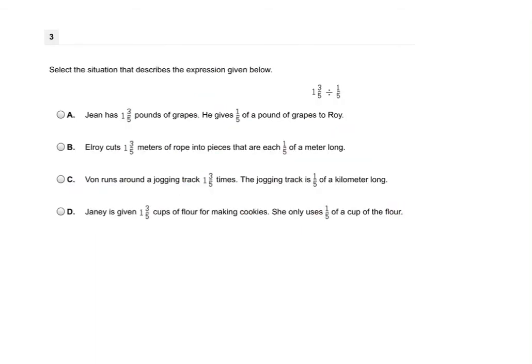Select the situation that describes the expression given below. 1 3/5 divided by 1/5. Basically, this means you have something that is 1 3/5 and you're going to cut it up into 1/5 pieces, or divide it up into 1/5 pieces. So if I take a look at A, Gene has 1 3/5 pounds of grapes. He gives 1/5 of a pound to Rory. So that would actually be subtraction, so that one doesn't work.